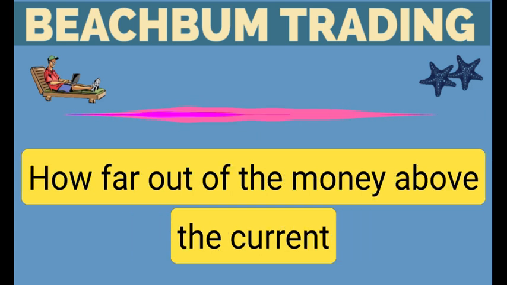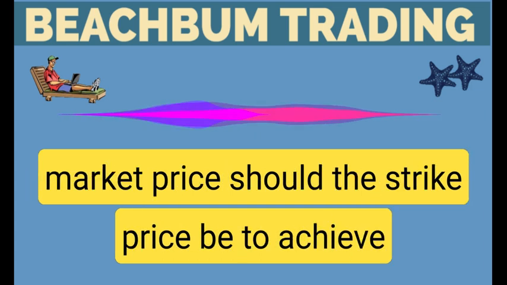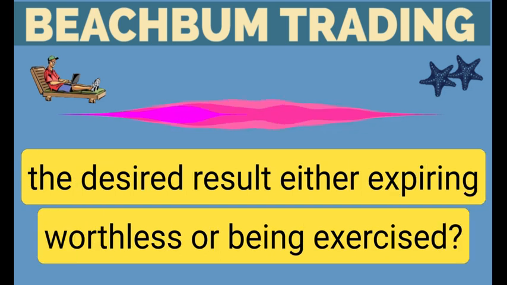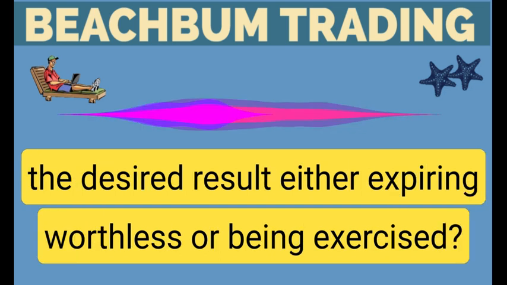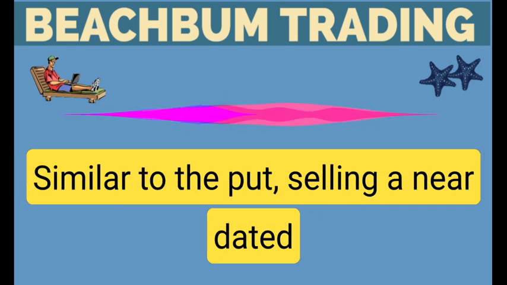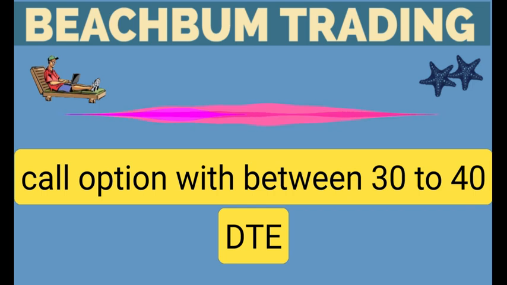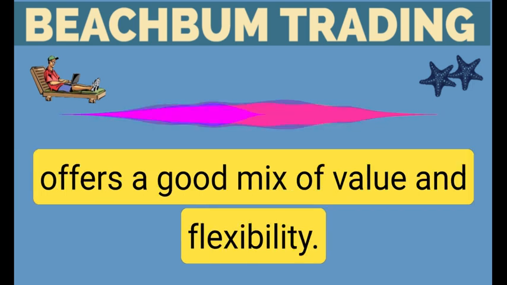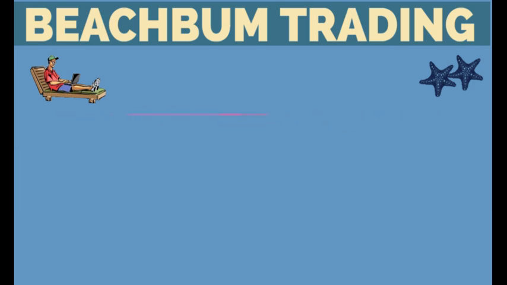How far out of the money, above the current market price, should the strike price be to achieve the desired result, either expiring worthless or being exercised? How many days to expiry should the option have? Similar to the put, selling a near-dated call option with between 30 to 40 DTE offers a good mix of value and flexibility.